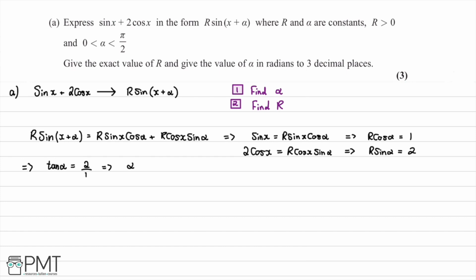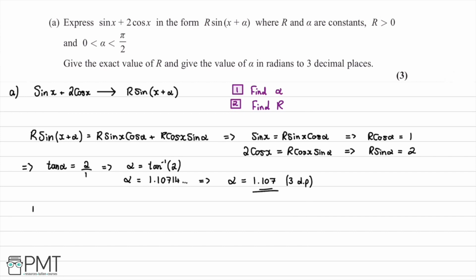And therefore, we can work out that alpha is going to be equal to the inverse of tan of 2. We put that into our calculator, and we remember our calculator should be in radians mode, and this comes out as 1.10714, etc. So therefore, to 3 decimal places, we'll have that alpha is going to be equal to 1.107. So that's step 1 complete, and step 2, we need to find r.